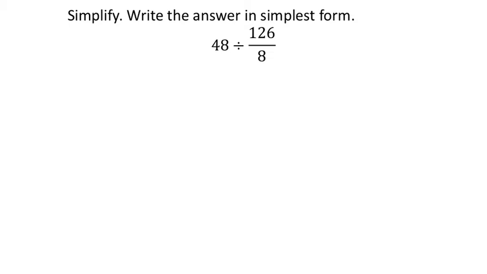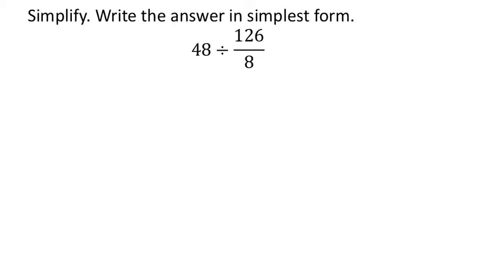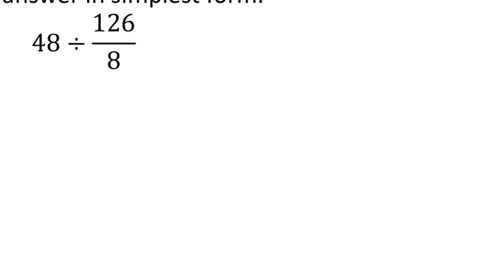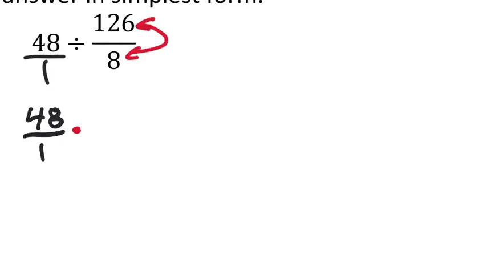And again, it's not specifying what simplest form is. I'm going to show both answers, though, as a mixed number and an improper fraction, just in case. It does specify on the homework. All right. So I got 48 divided by 126 over 8. I'm going to make that 48 over 1, which allows me to change this operation into multiplication. But if I do that, I gotta flip this fraction, reciprocate it into 8 over 126.